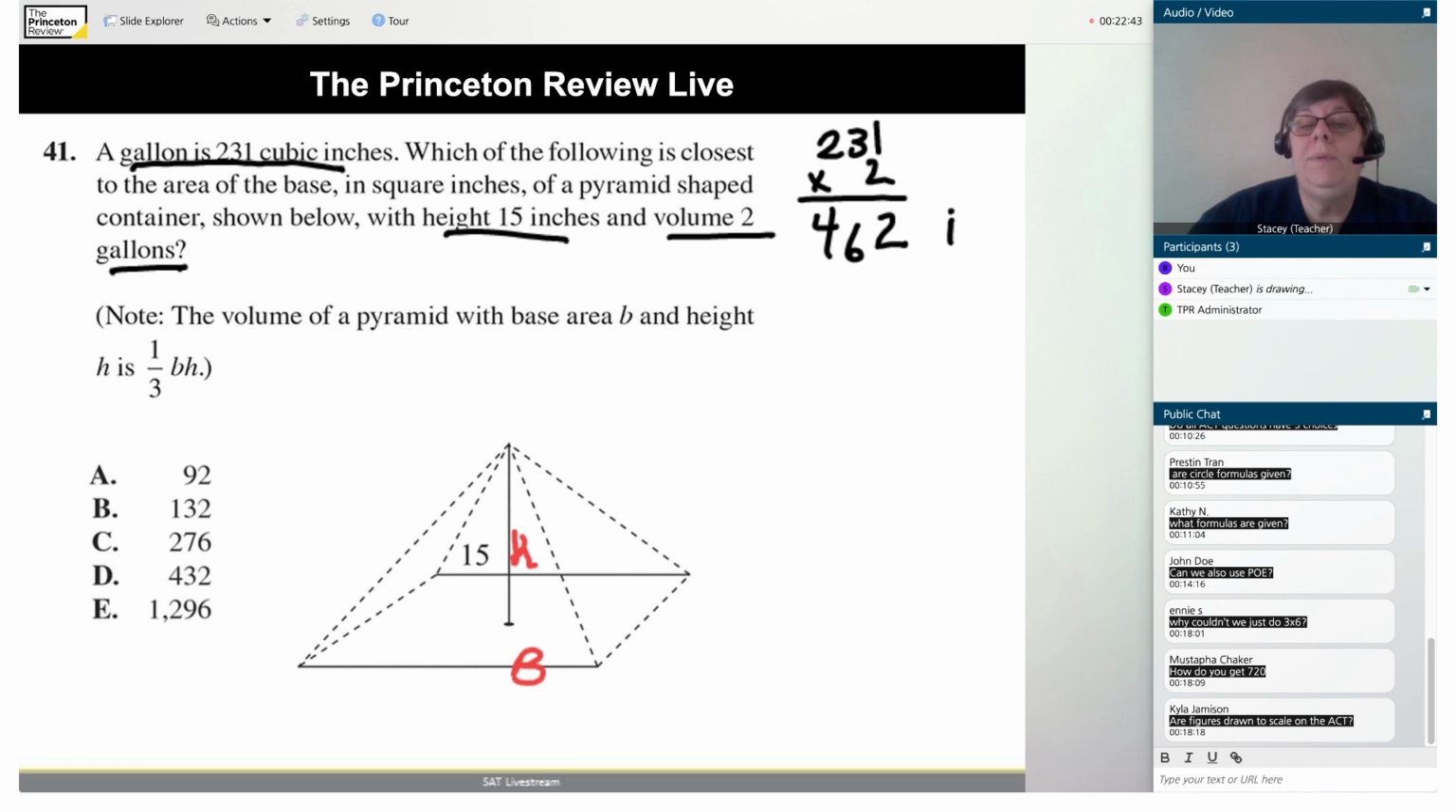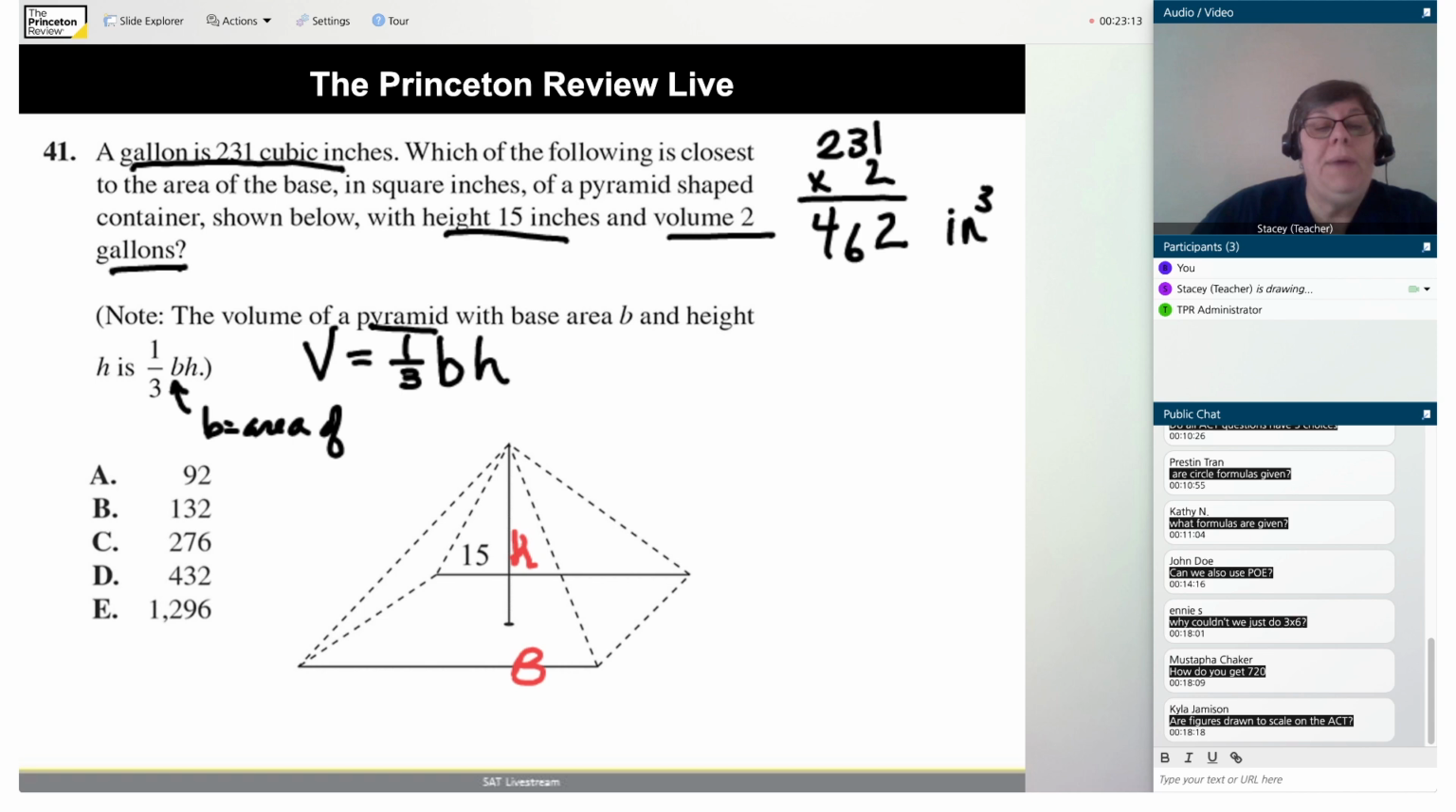Okay. They gave us the volume formula. So volume of a pyramid. Volume is 1/3 the area of the base times the height. So be real careful. This B here is not a linear dimension, it's an area. That B is area of the base. Just like they said here, base area B. Okay, I've got a formula, I've got some numbers, let's sort it out.